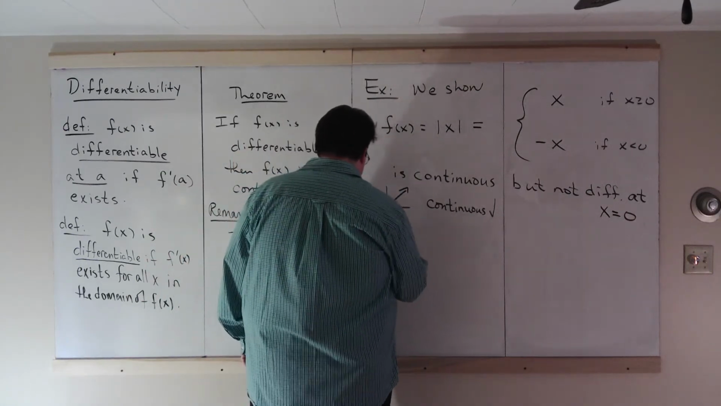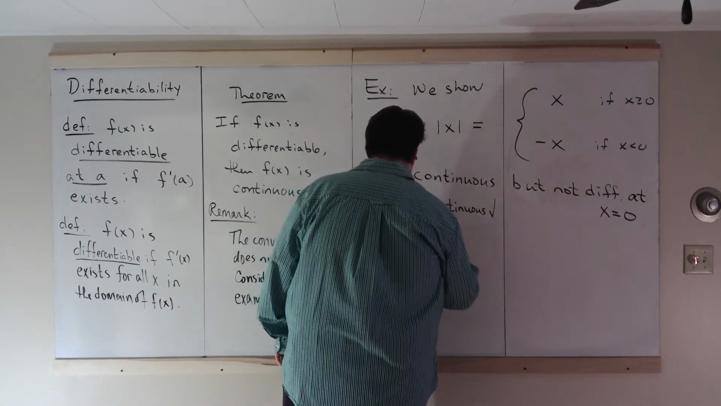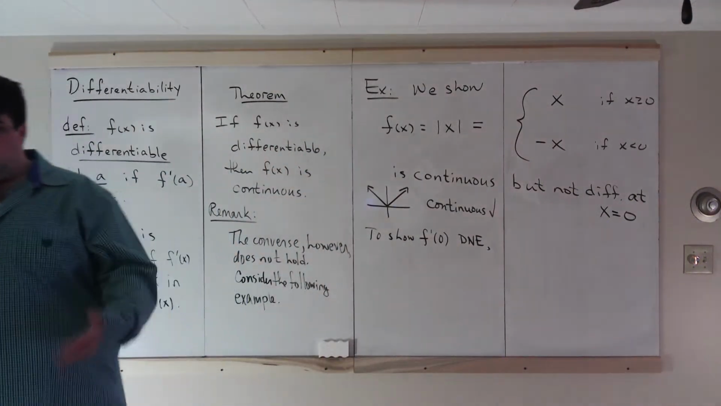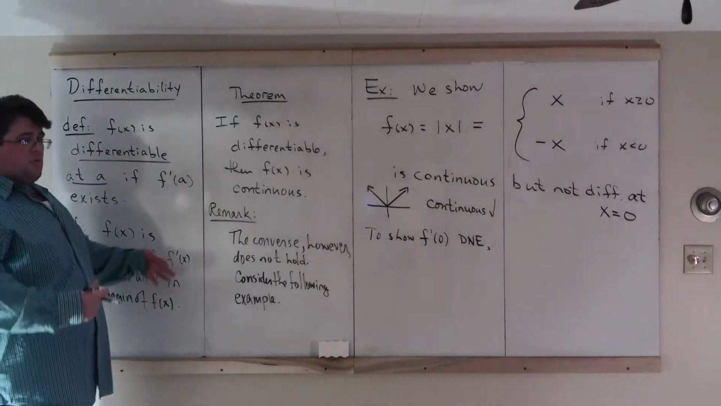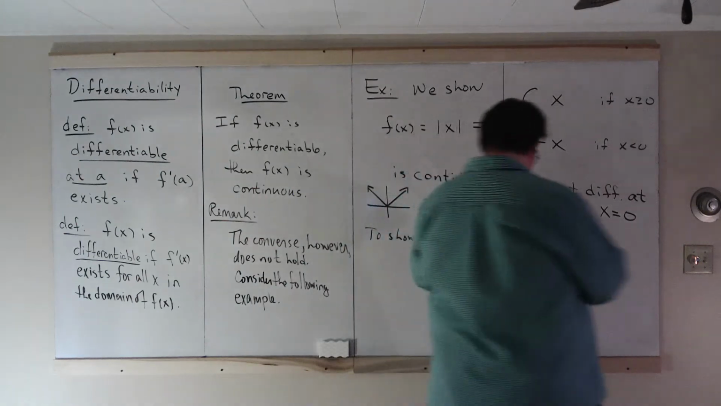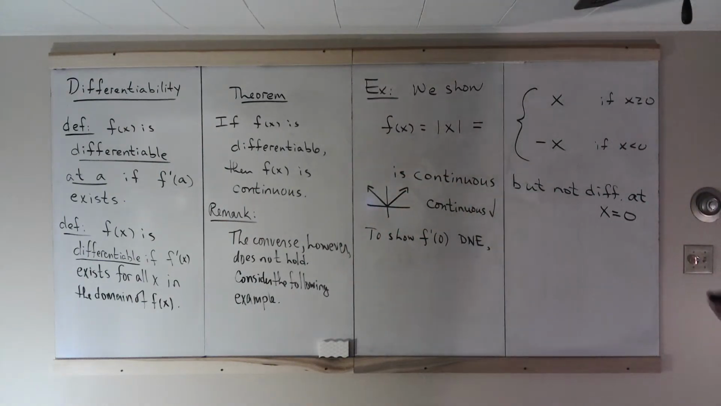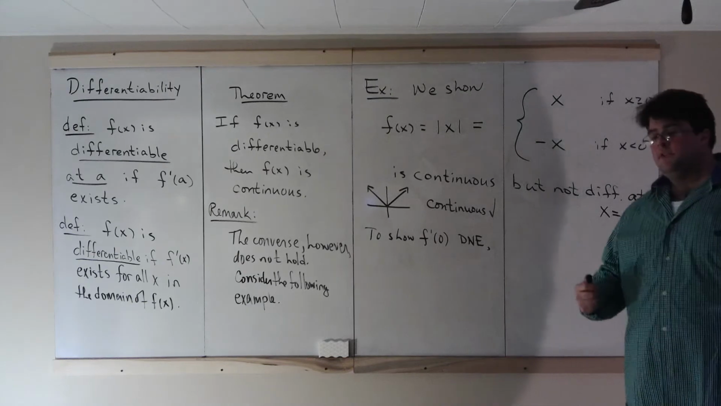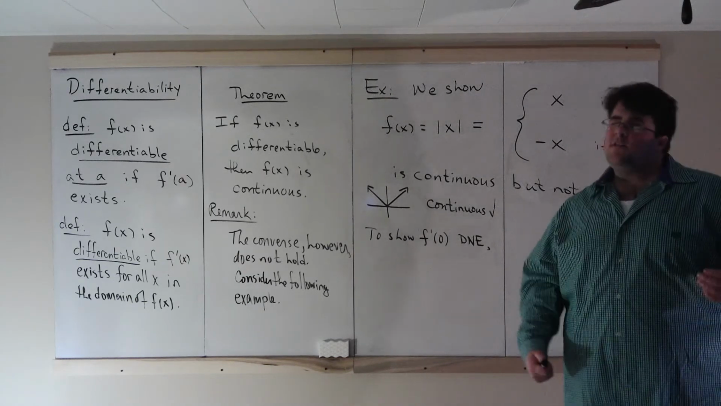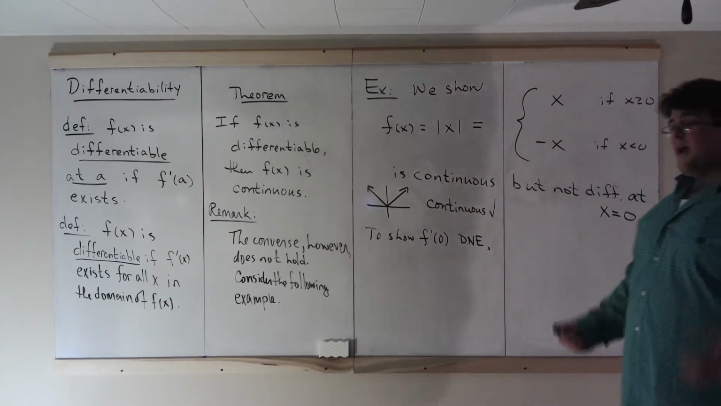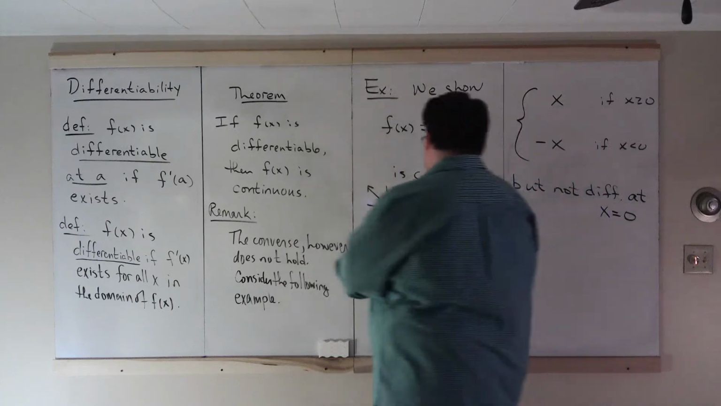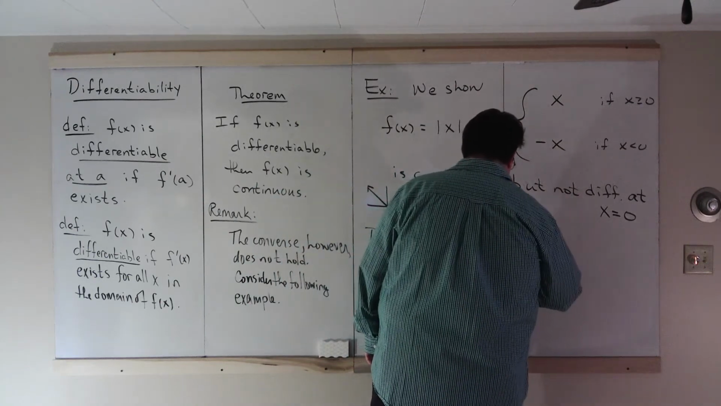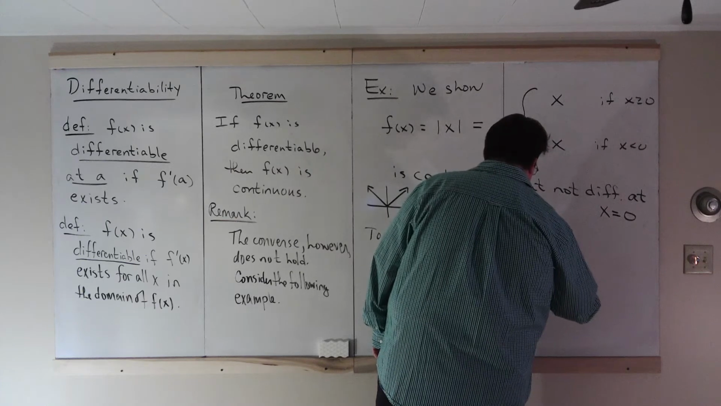So to show f prime of 0 does not exist, well, how do we find the derivative at a point? We do not have lecture 5.2 yet. This is lecture 5.1. So what do we have for differentiable at a point? Well, at the beginning of the definition of the derivative video, when we talked about secant lines approaching tangent lines, we defined an equation that would tell us the derivative at a point, the slope of a tangent line at that point. So to show f prime of 0 does not exist, we show the limit as x approaches 0.